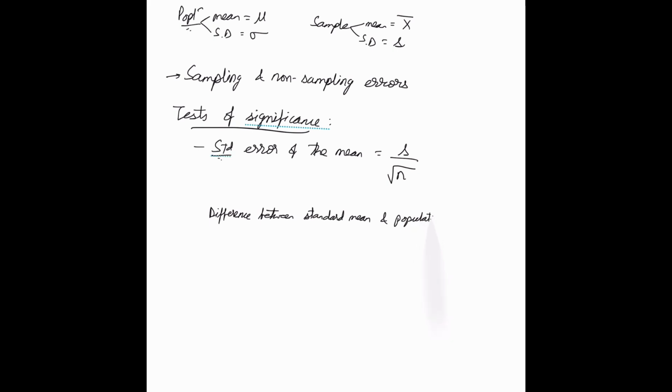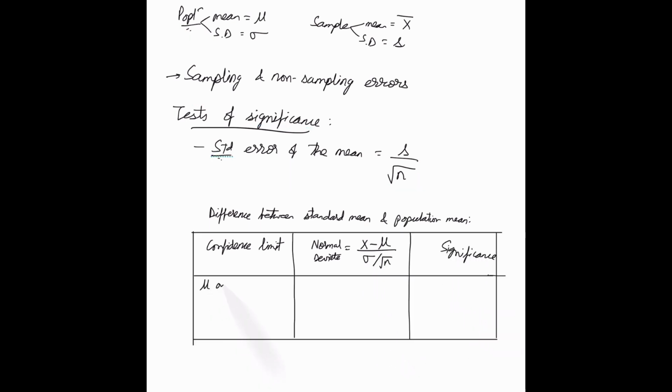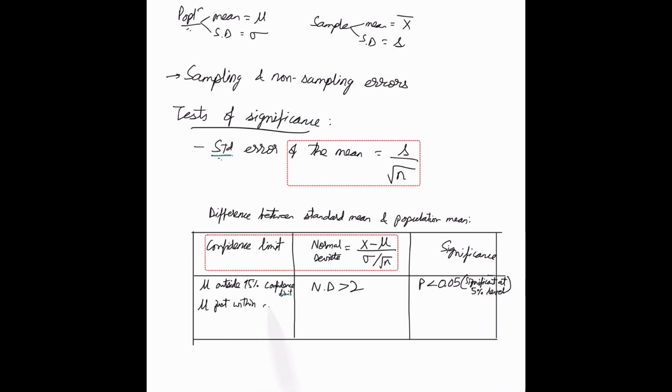So to see the difference between the sample mean and population mean, we now discuss the p-value and the normal deviate and how they're all related to the confidence limit. So if mu is outside 95% of your confidence limit, your normal deviate would be more than 2 and your p-value would be less than 0.05, which would mean that it's a significant difference at 5% level.